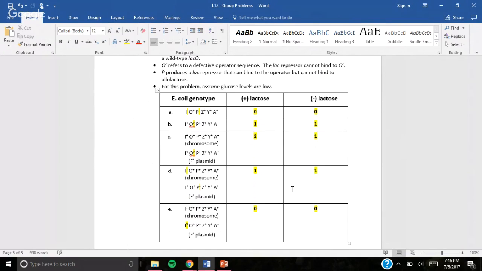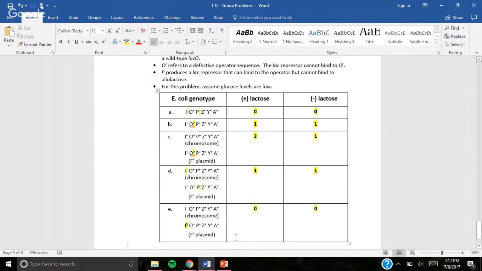And for D, you're going to have 1 with lactose and 1 without lactose, because here in the chromosome, we have the defective gene. So we have that defective LAC-I gene, and then we also have the defective gene in the plasmid. So then you only have 1 and 1. And then the last one, you'll have 0 and 0, meaning it won't have any color. The chromosome's normal, but in the plasmid, you have that I-S gene that's defective. So that'll cause a little bit of color.